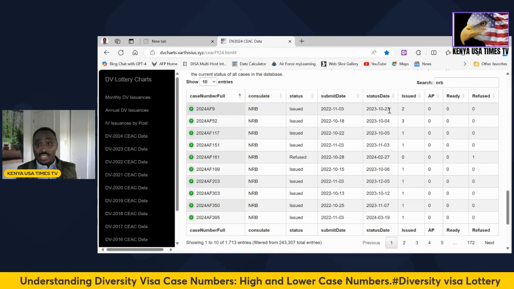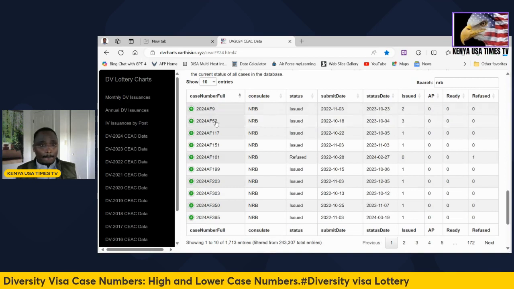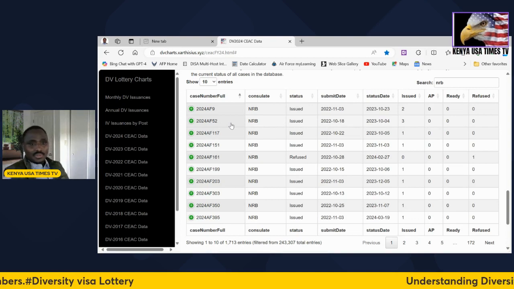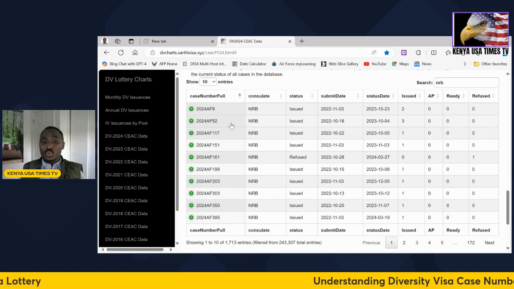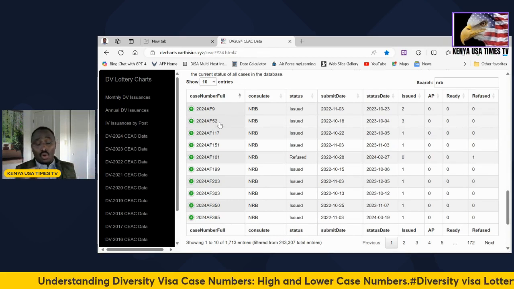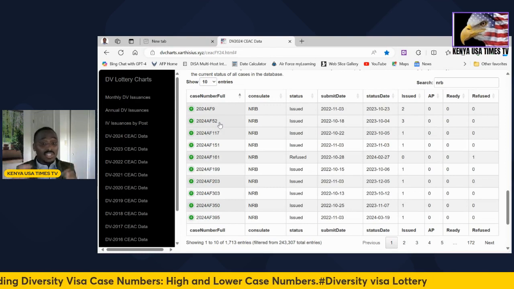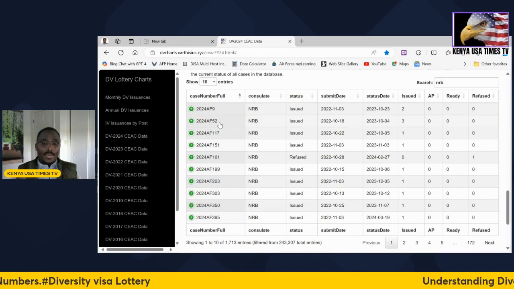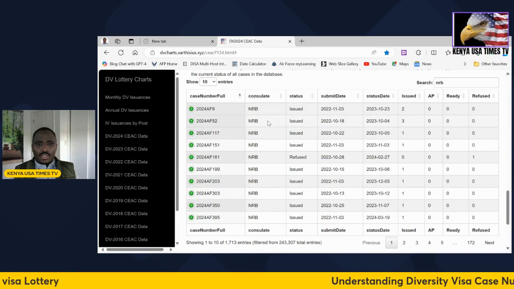The earlier you submit the DS-260, the better. Okay, let's see this one. The next lower case number for Nairobi, AF-52. And remember, between the letters AF and the 52, there are always leading zeros. It can be 4, it can be 3, depending on your number. So for this one, zeros have been omitted.